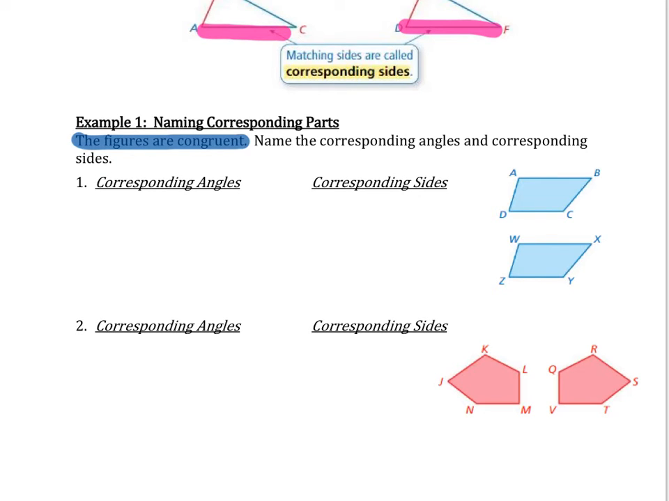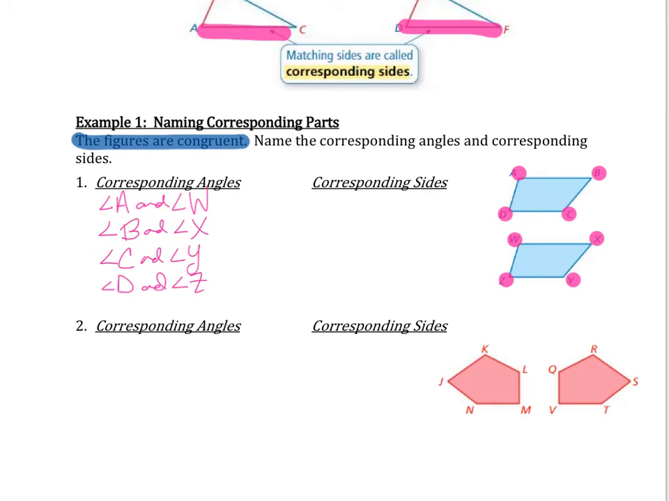So looking at these first two blue shapes here, they look to be trapezoids. If I want to name the corresponding angles, I'm going to go by their position. So I can see here if I start with angle A, the angle that corresponds with A would have to be W because it's in the same spot, the shapes are in the exact same position, so I'm just going to match them up that way. So if I keep going through each angle, angle B would correspond with angle X, angle C would correspond with angle Y, and angle D would correspond with angle Z, and that's all you have to list.